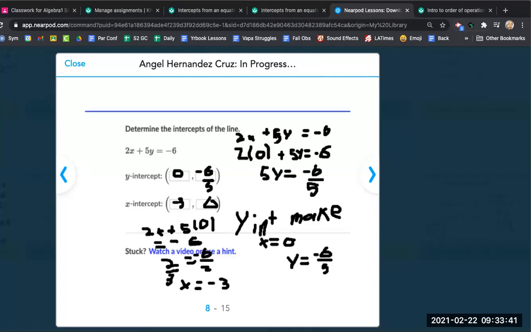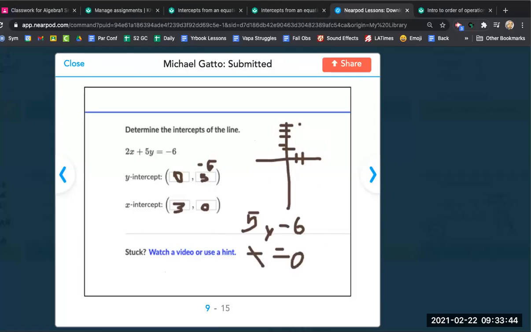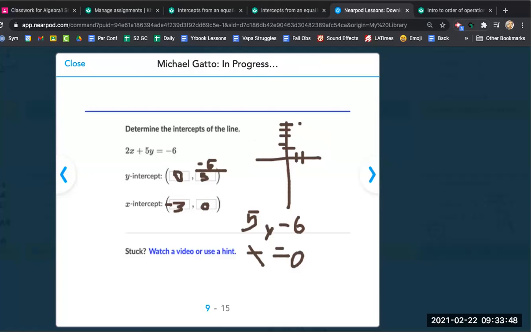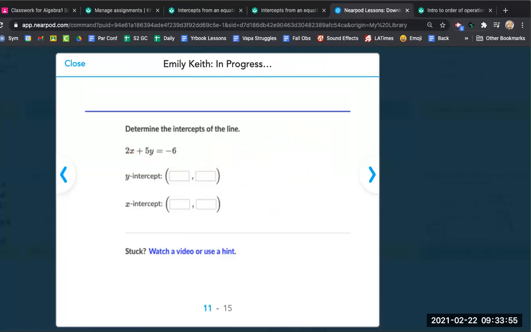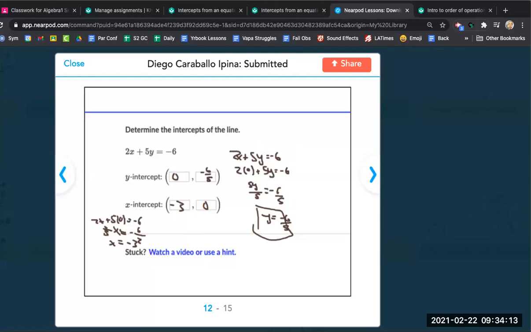Excellent. Angel, good to have you with us. And it looks like you got the hang of it. It looks like this works too. Don't forget that this is -6/5 here, Michael. So just fix that up. It looks like you're already in progress. Sophia, a good job. And nice one, Emily. Now, the only thing is, you put -6/5 here on the right, but you forgot to put that into the y-intercept coordinates. The coordinates of the y-intercept are 0 and -6/5. So go ahead and fix that up.